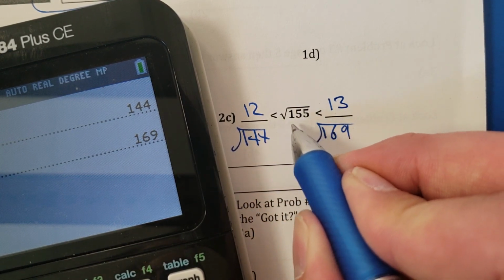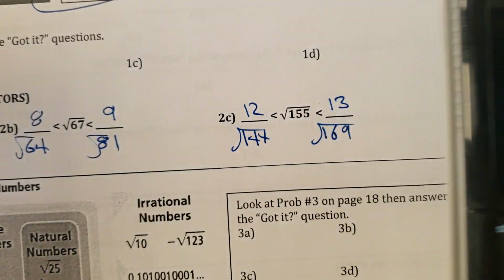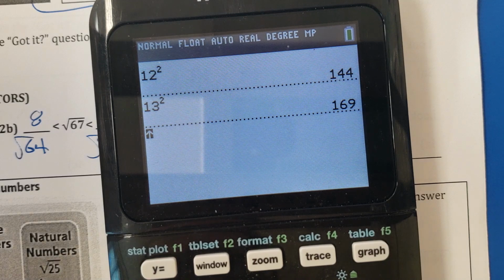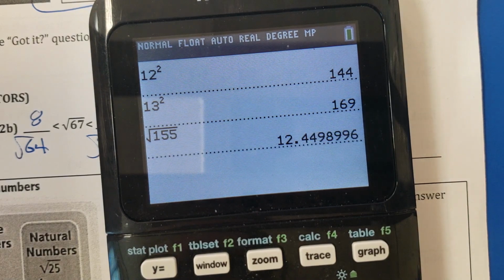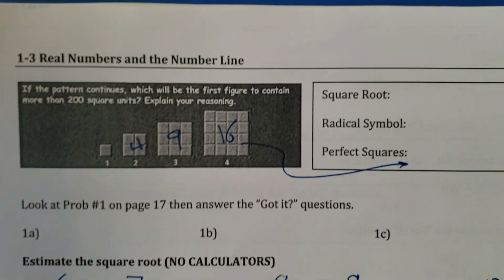Okay. So that's kind of getting out of our range of memorizing things. We're not going to do too many of those, but still, it's a skill you can figure out. If I do the square root of 155, hey, look, it's between 12 and 13. Okay. Pretty simple stuff. So that's problems 1 and 2.